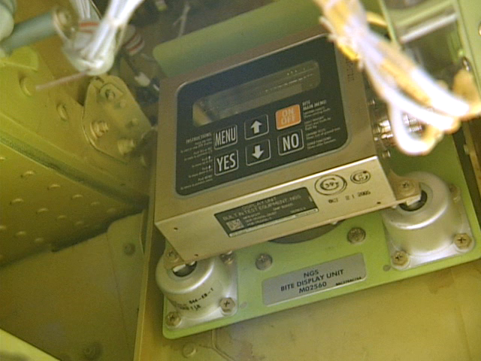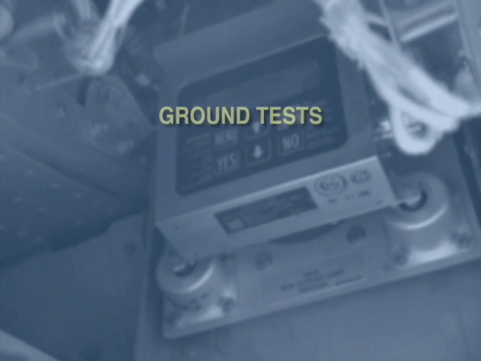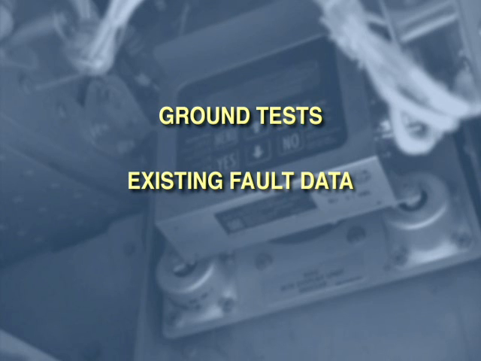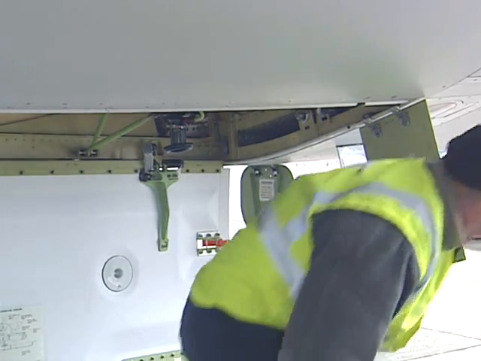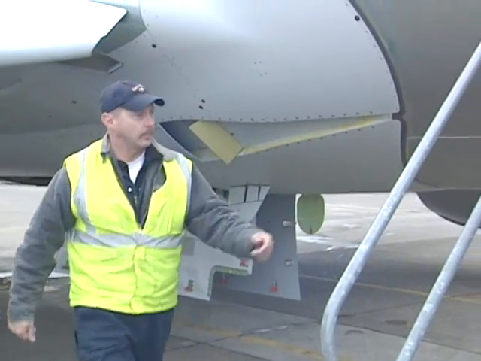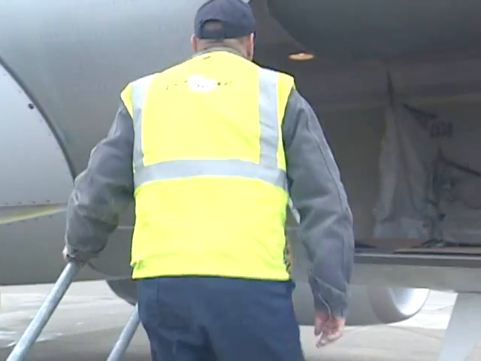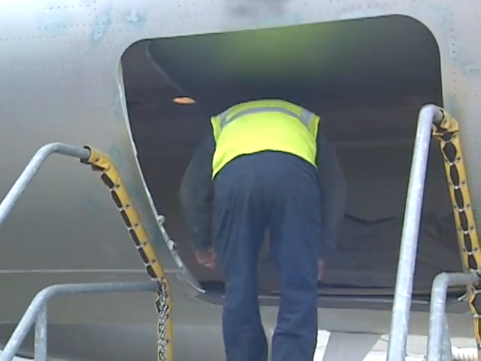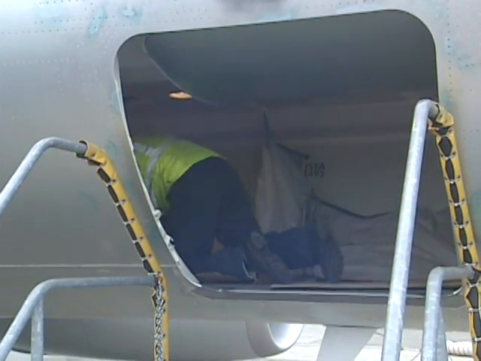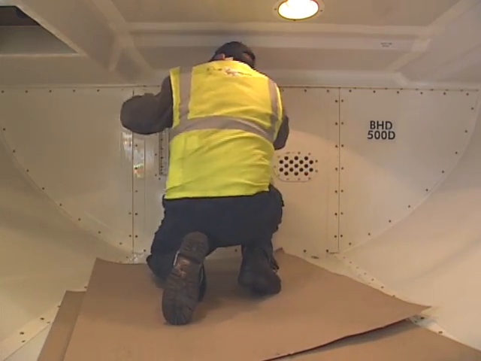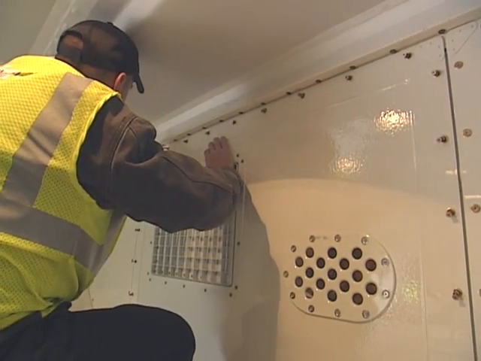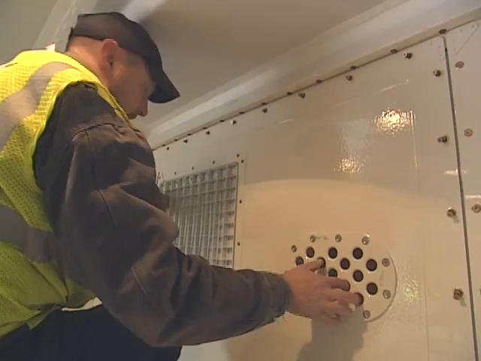The BDU has several main functions that include ground tests, existing fault data, and fault history data. NGS fault messages only show on the BDU. And finally, the NGS controller is in the ECS mix bay, between the aft end of the forward cargo bay and the front spar.